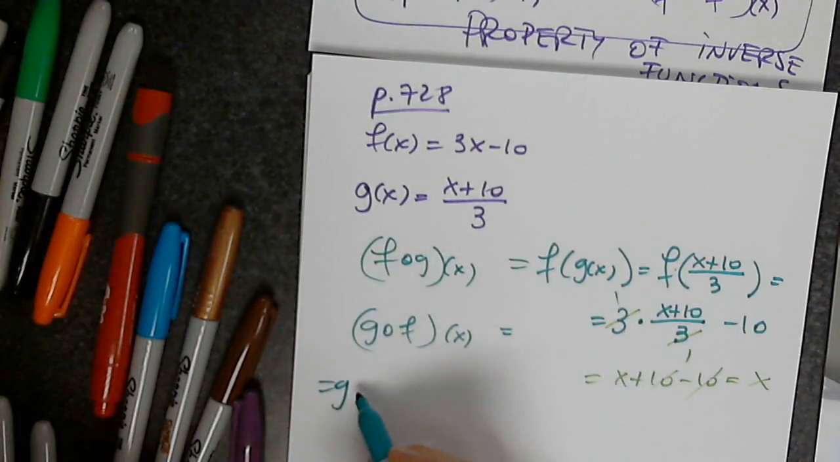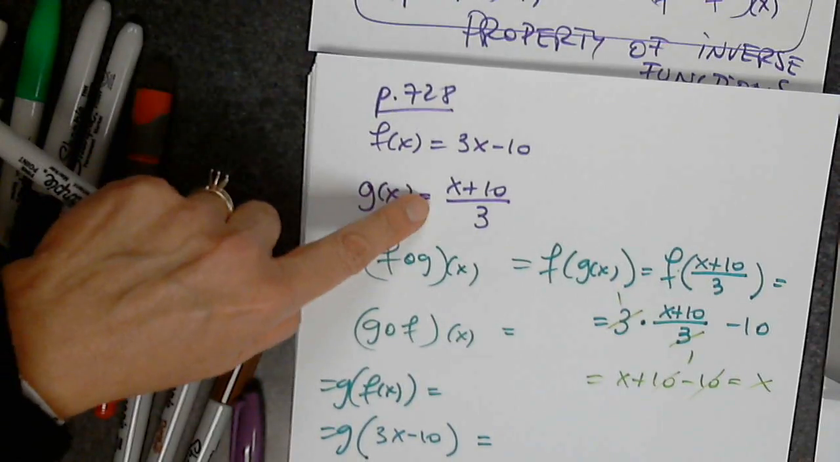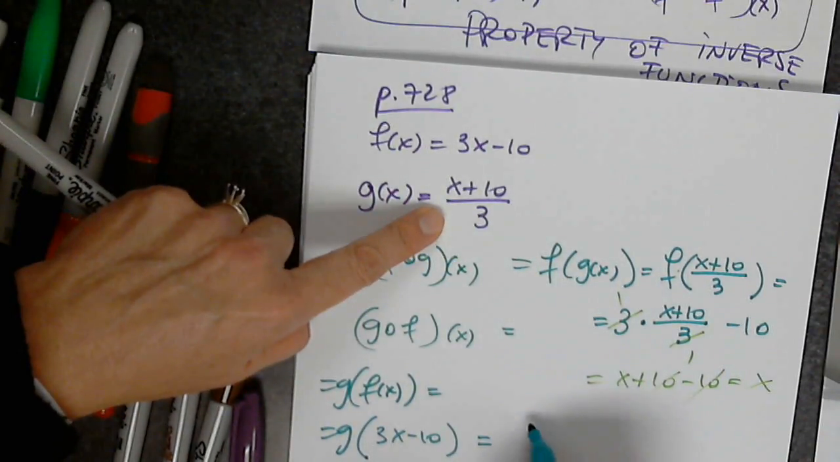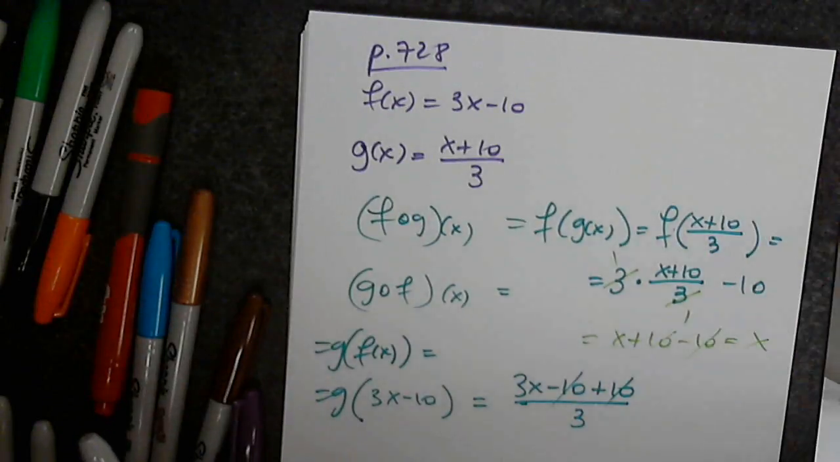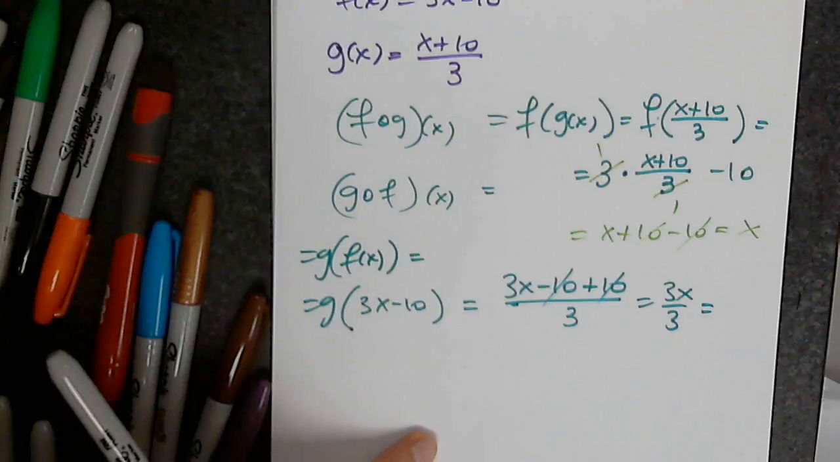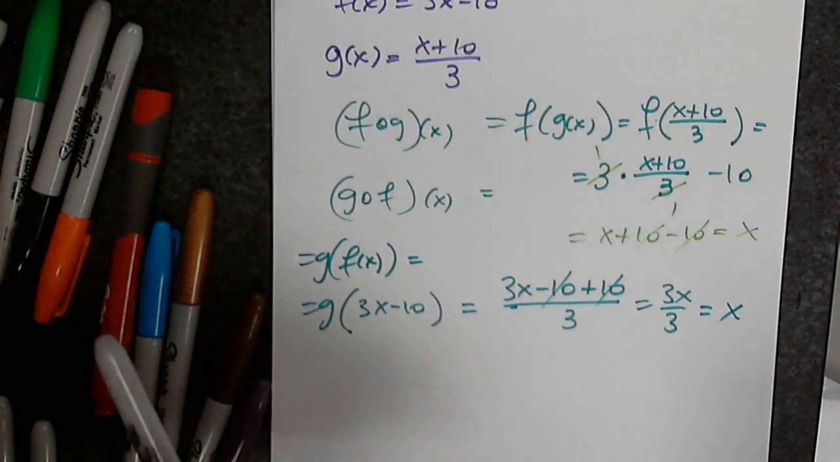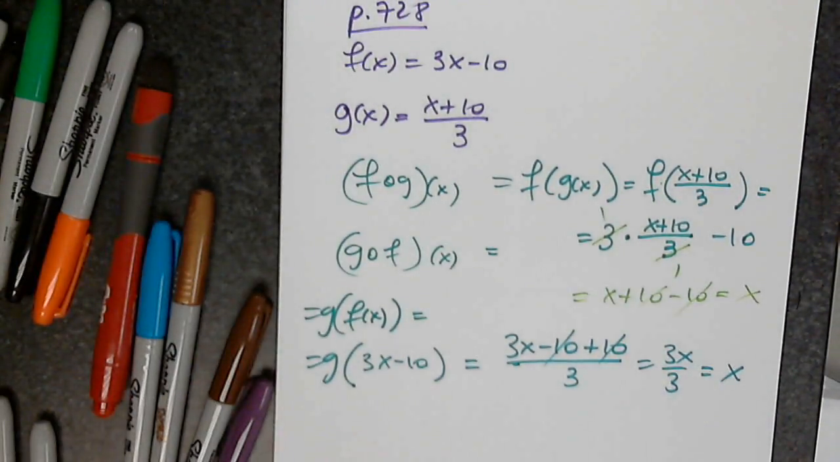So the other one is g of f of x, which is g of 3x minus 10. And I look at g. G says whatever, which is 3x minus 10, plus 10, divided by 3. I simplify the 10s. Then I have 3x over 3. I simplify the 3 because they are factors. And the answer, as expected, is x. So what do I conclude about f and g? That they are inverses of each other.